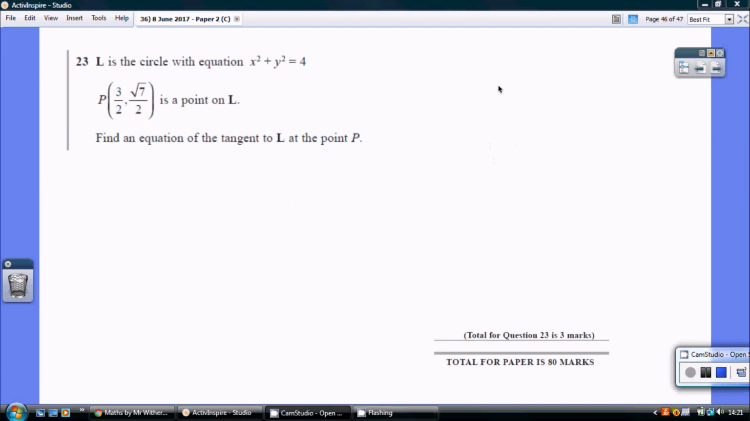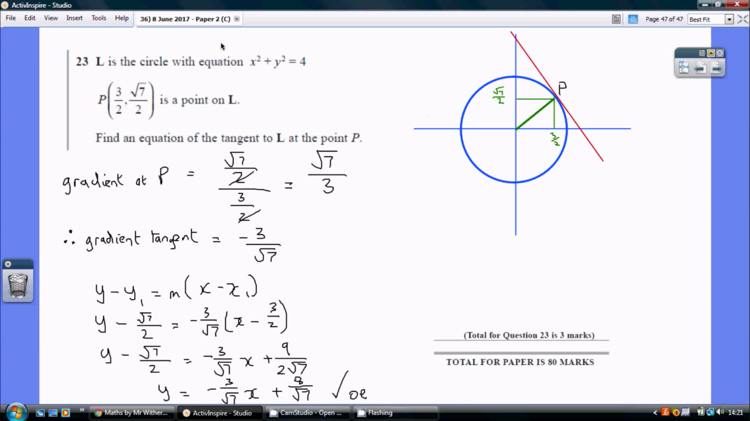Okay, so finally question 23. So I think it's best for me to draw a sketch to help explain this one. So L is the circle with the equation x squared plus y squared equals 4. So that circle has got centre 0, 0 and a radius of 2. So that's my circle in blue. And then I'm told that P is a point on L. So let's say that P is over here.